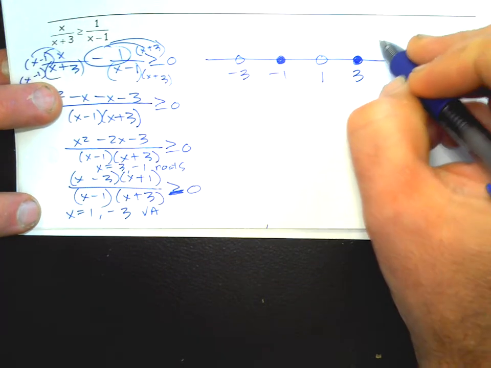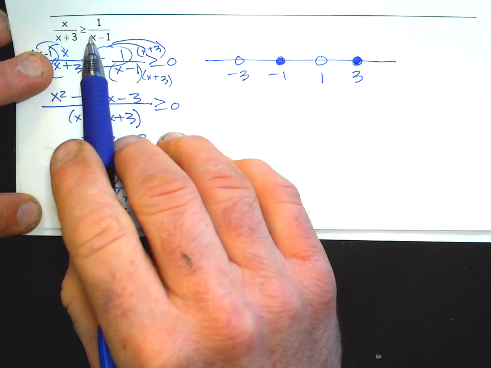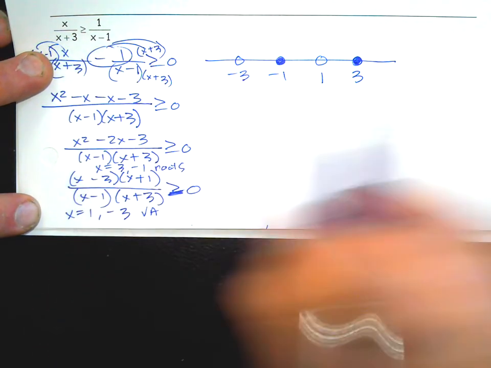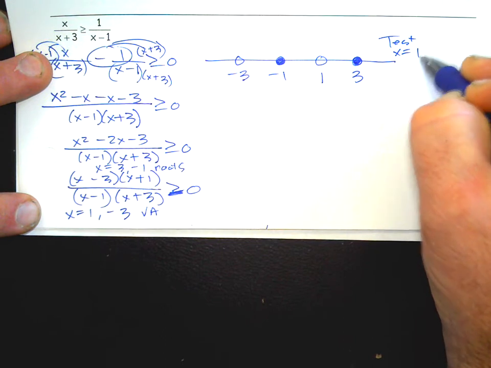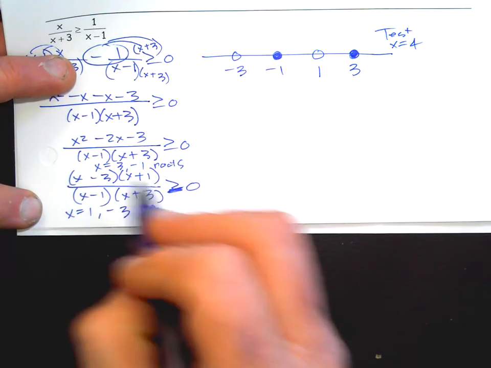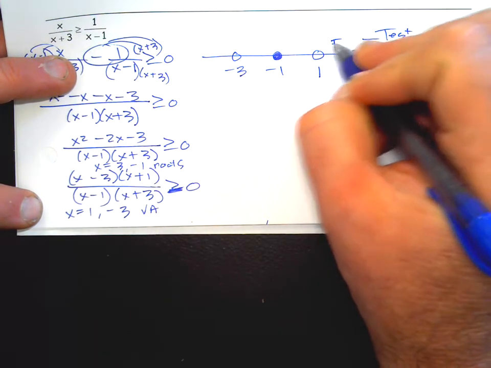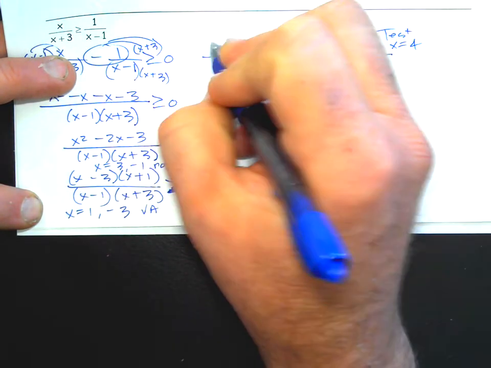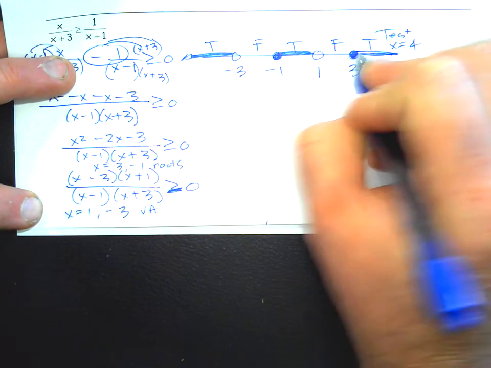Okay? Now, trying to do this with graph sketches would be insane. So we're going to test x equals 4. That's what I'm going to do. Far right: positive, positive, positive, positive. It's all positive, which is true, false, true, false, true. Darken in the trues. Those are your answers.